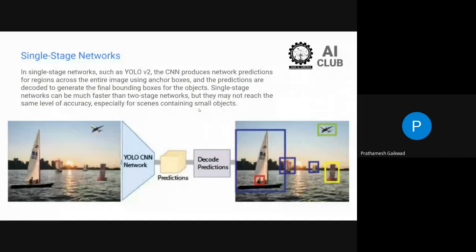So here you can see how a YOLO CNN works. In single-stage networks, the CNN produces predictions across the entire image using anchor boxes, and then these predictions are decoded to generate the final bounding boxes for the objects. Compared to two-stage networks, single-stage networks are much faster, but they lose some accuracy, especially when the objects in the image are very small. So these were the two types of object detection networks.